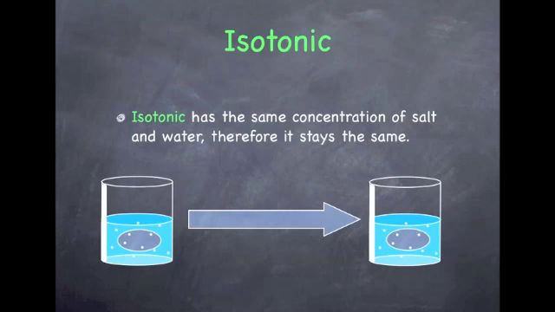Next is isotonic. Isotonic has the same concentration of salt and water. Therefore, it stays the same. See what happens as time goes on. Exactly, nothing happens.